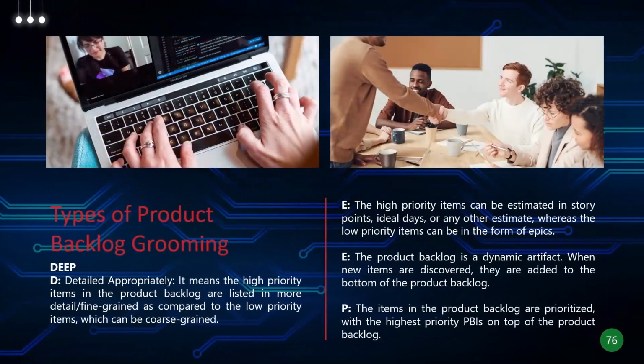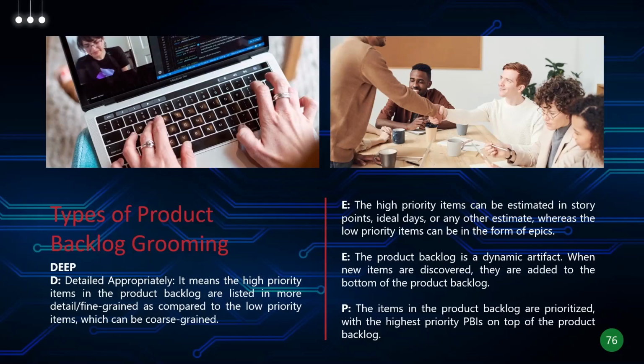Now, types of product backlog grooming. We have multiple methods through which the product owner can prioritize the stories, right? One of them is DEEP. Again, it's an acronym. And what does DEEP stand for? D is it has to be detailed appropriately. E is that it has to be estimated. It is a dynamic artifact, and it has to be prioritized.